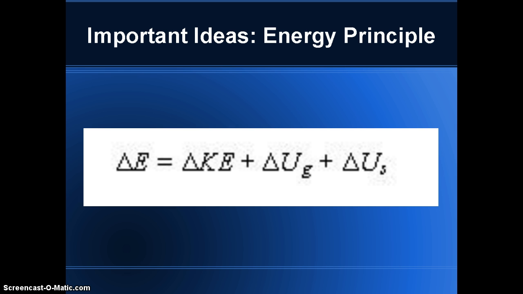The idea is that the change in energy is equal to the change in kinetic energy plus the change in potential gravitational energy plus the change in spring potential energy. Now, there are other kinds of energy. We've got thermal, electric. We also have the idea of work. In this particular one, we're just using kinetic, potential gravity, and potential spring.